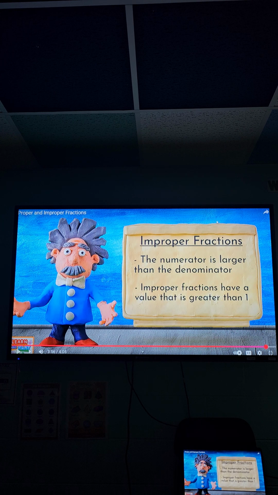And they have a value greater than 1. They have a value that is greater than 1.